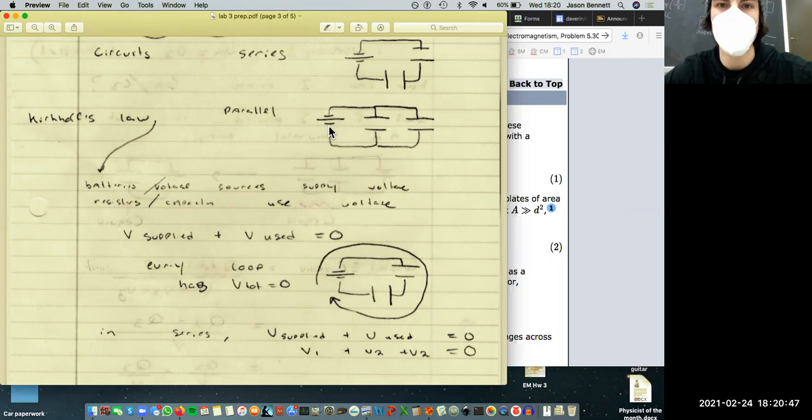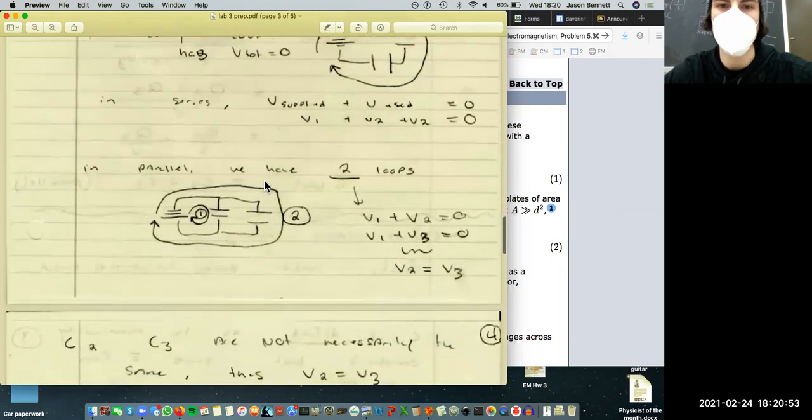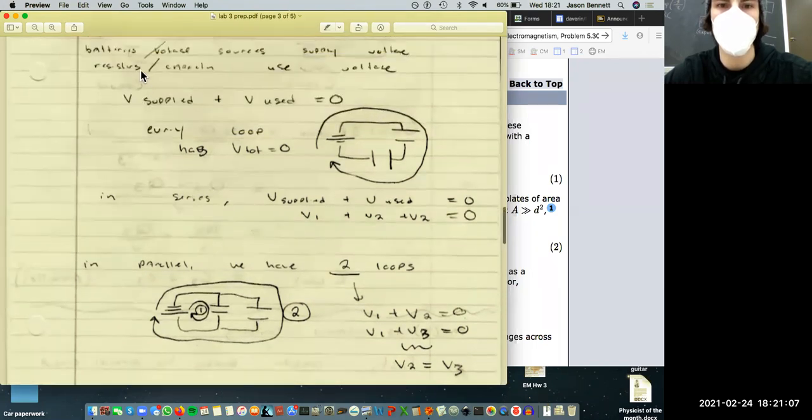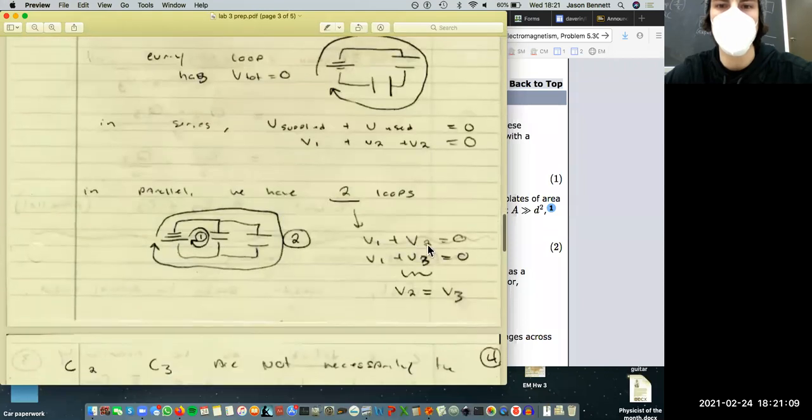Or, I'm sorry, that's not the right loop. This loop or this loop. So now that we have two loops, I'm going to call this voltage supplied V1, the drop across this capacitor V2, and the drop across this capacitor V3. I know from loop 1, Kirchhoff's law, it must equal 0, so I add those two, it's equal to 0. And for the second loop, I add them and they're equal to 0.